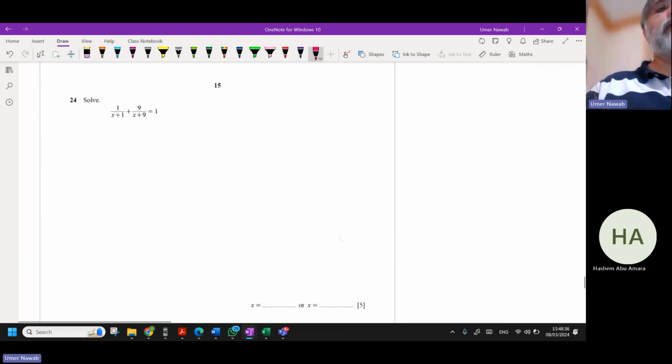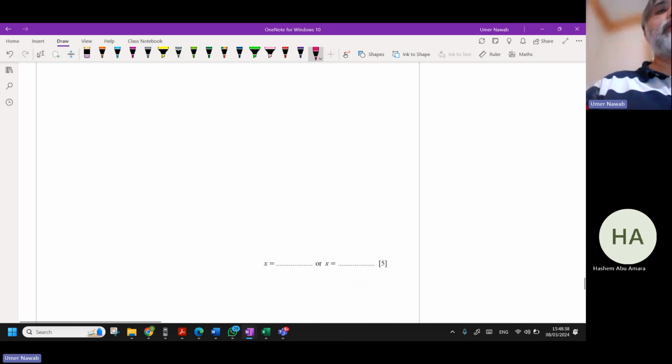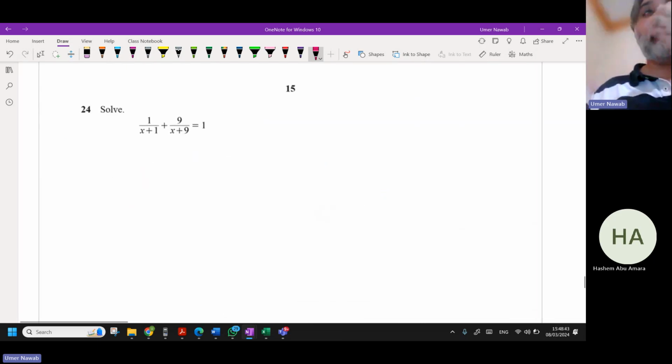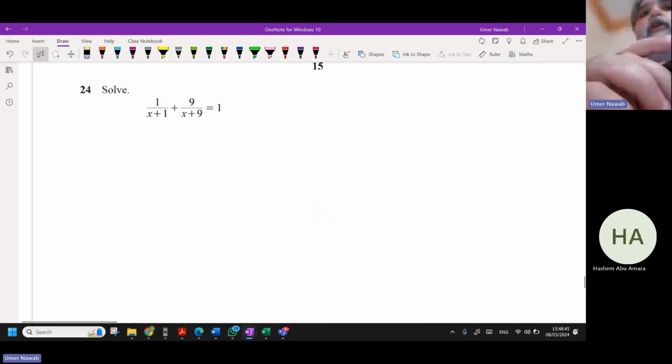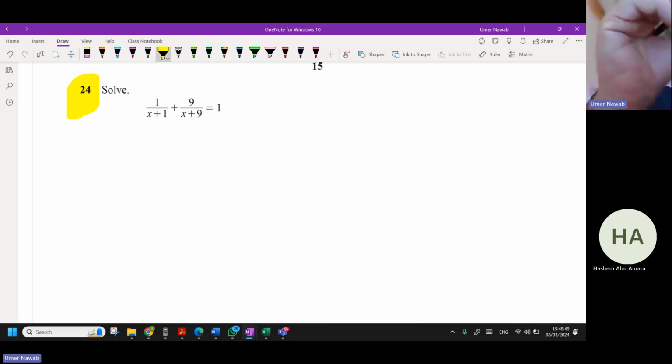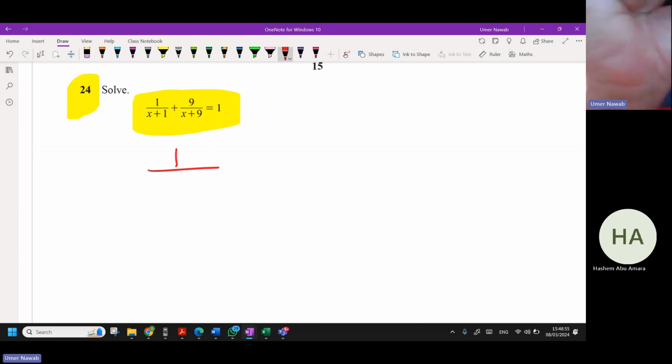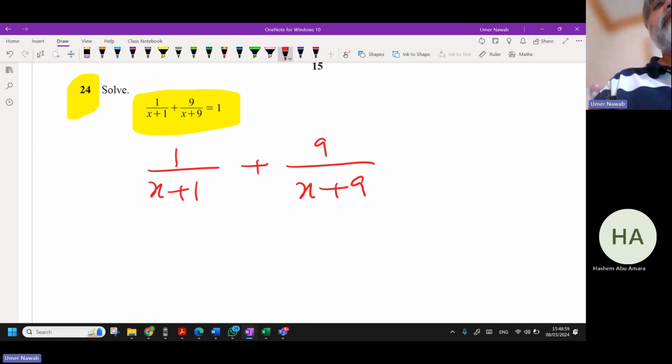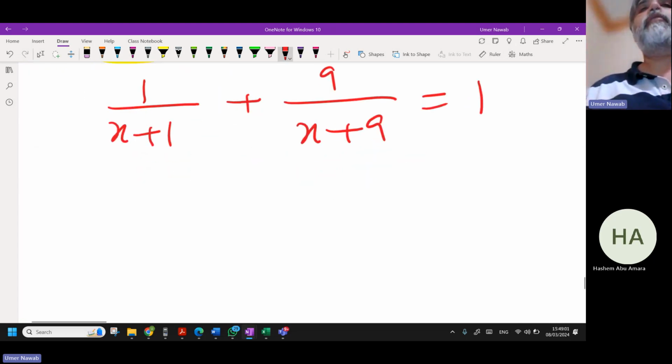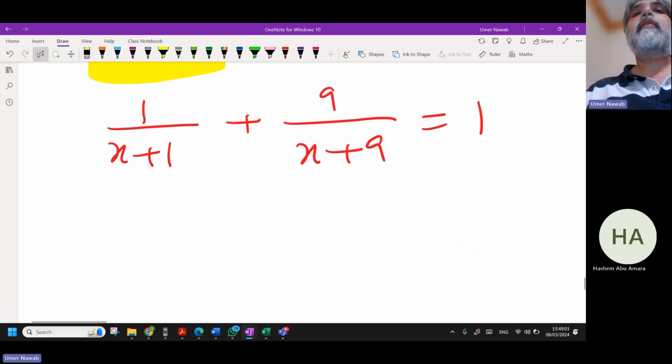Do we have any other question? I think maybe this is the last question. Last question, oh wow. So I will be done, because after this, I have to go to the hospital because at 3 o'clock the visiting hours will start, so I need to finish it very quickly. So I have an equation: 1 over x plus 1 plus 9 over x plus 9 is equal to 1. So please try to learn from Mr. Omar how to solve these types of equations.